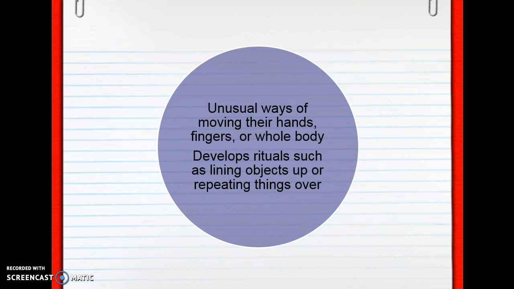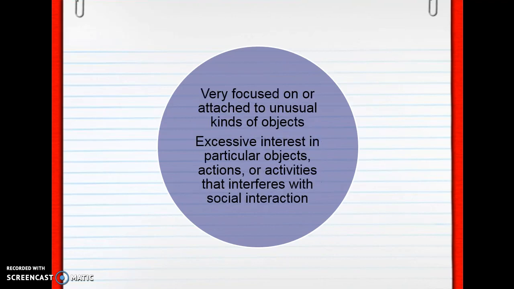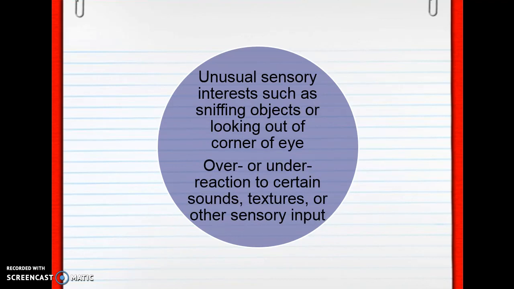Also, you may notice that the individual develops rituals such as lining objects up or repeating things over and over and over again. Also, you may notice that they are very focused on or attached to unusual kinds of objects. An excessive interest in particular objects, actions, or activities that interferes with social interaction. You may notice some unusual sensory interests, such as sniffing objects or looking out of the corner of an eye. Also, you may notice an over or underreaction to certain sounds, textures, or other sensory input.